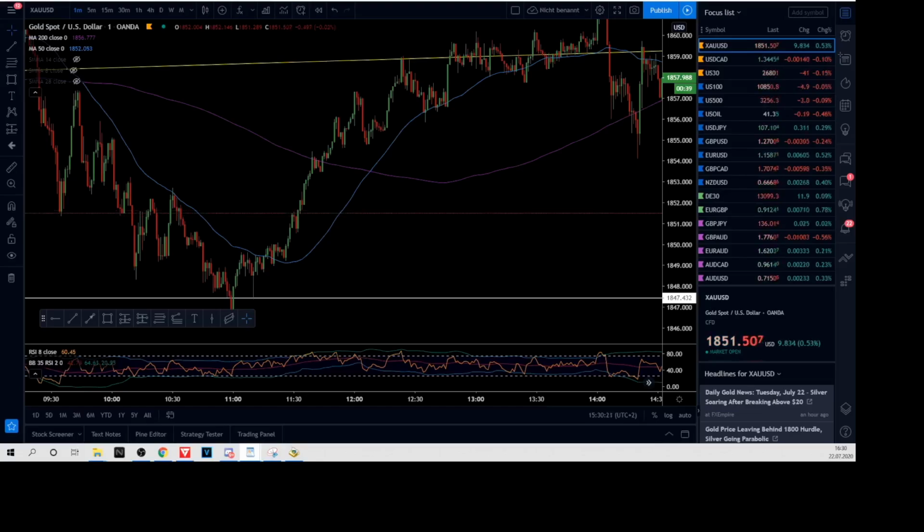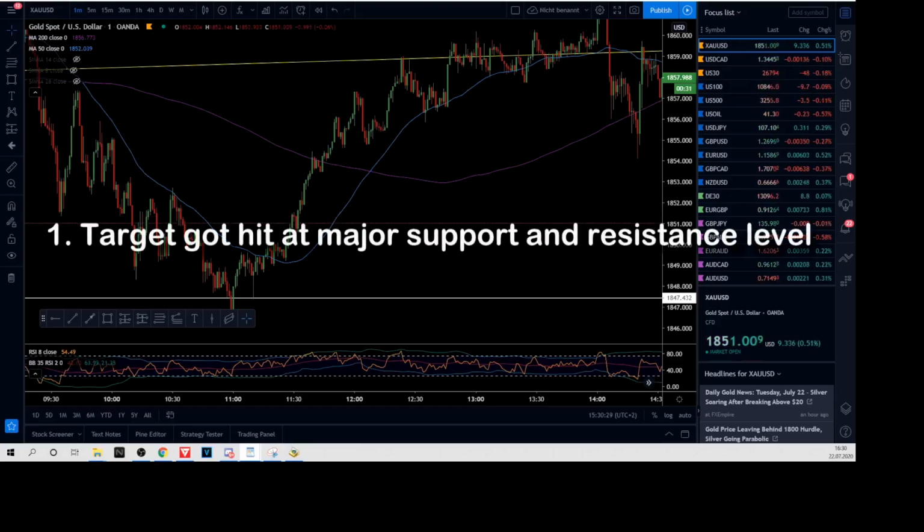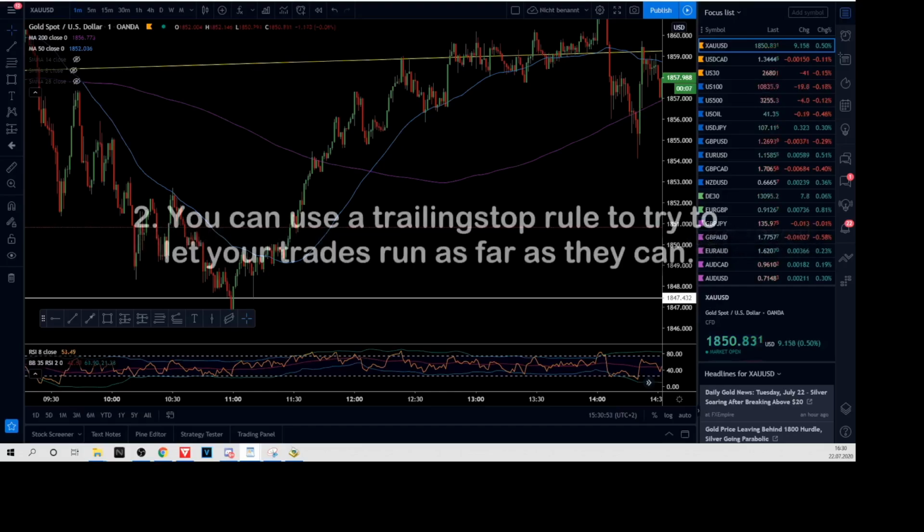So let's talk about 3 ways to scale out of a winning trade. The first one is the target got hit at a major support and resistance level. So you can bank part of your profits or all your profits at a significant level, or you can just bank a part of your profits at a significant level and try to let some of your positions run for bigger targets, okay? This is number one. Number two is you can use a trailing stop rule to try to let your trades run as far as they can.